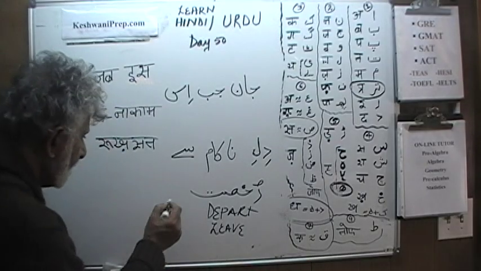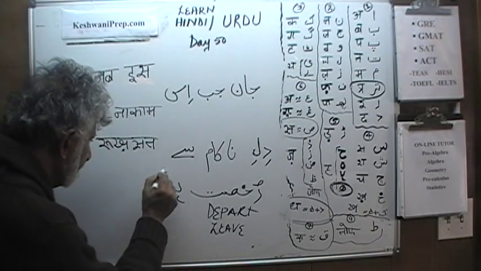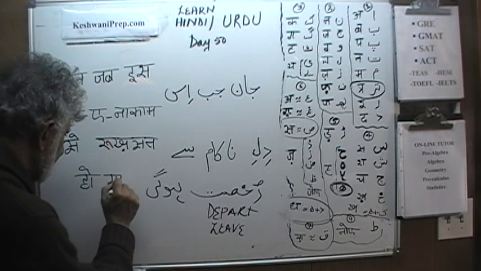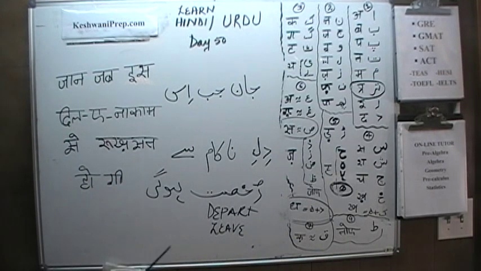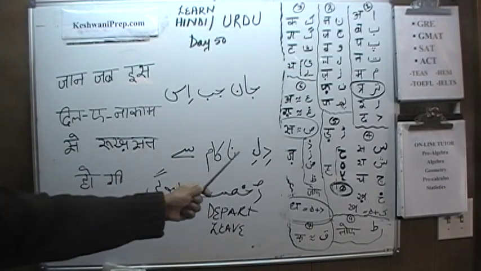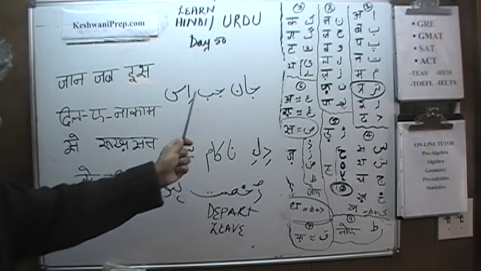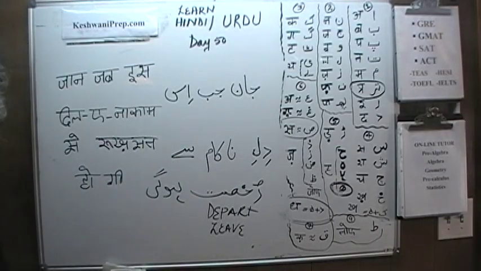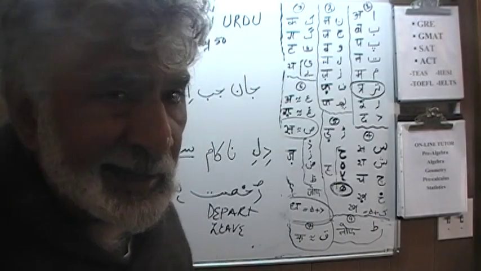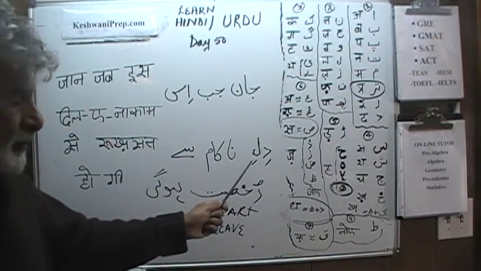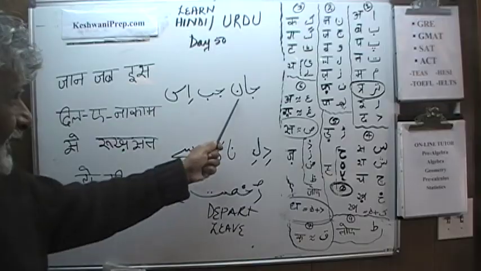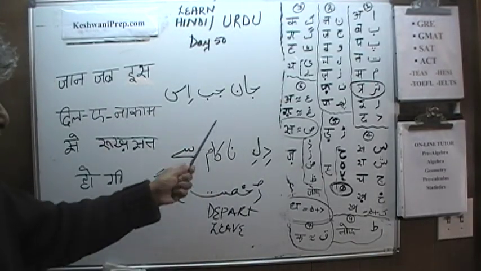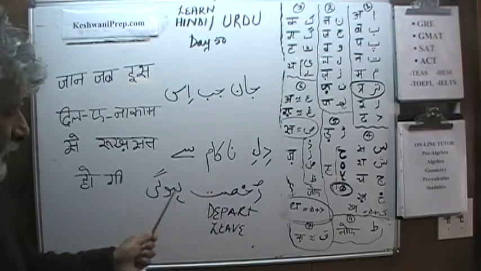Hogi. Hogi is very straightforward. We have done it before. Hogi. There is nothing to it. And what does it read? Jaan jab is dile nakam se rukhsat hogi. Jaan means life. When the life leaves my disappointed heart. That's what it says. When the life departs my disappointed heart. Jaan jab dile nakam se rukhsat hogi.